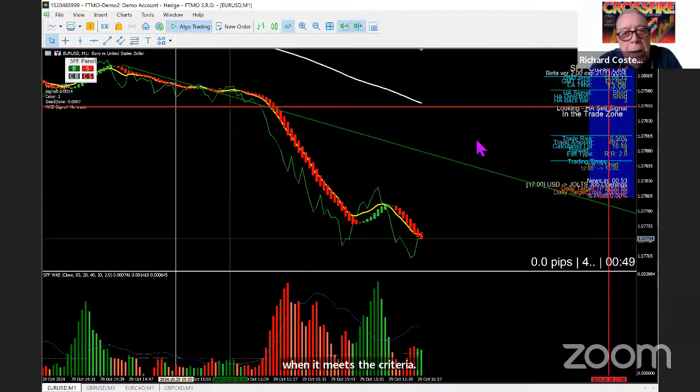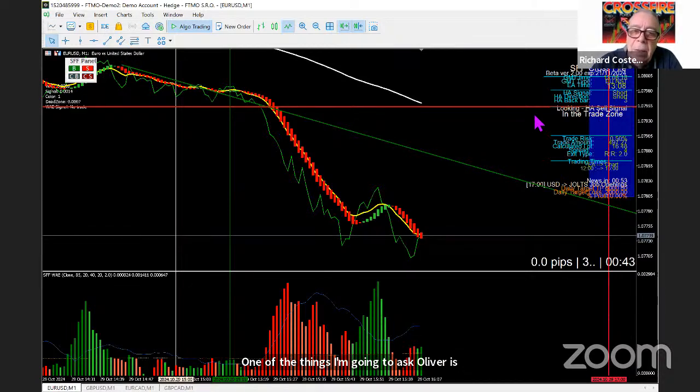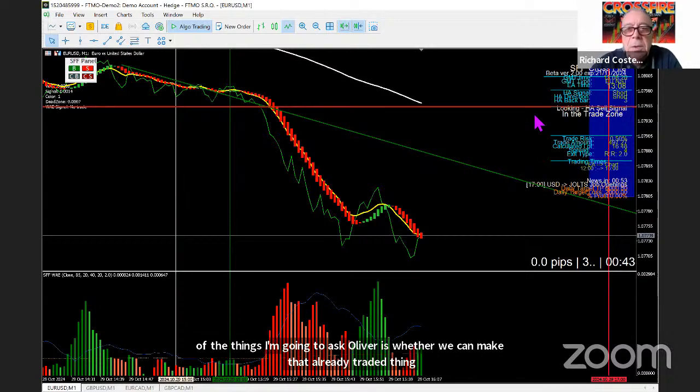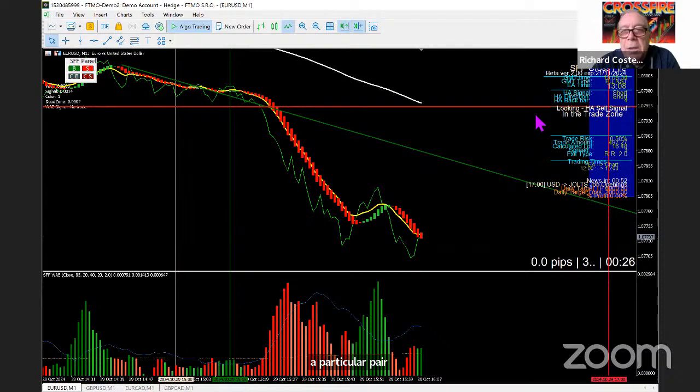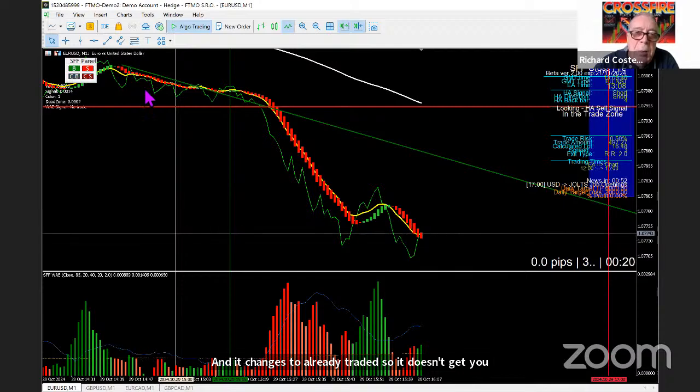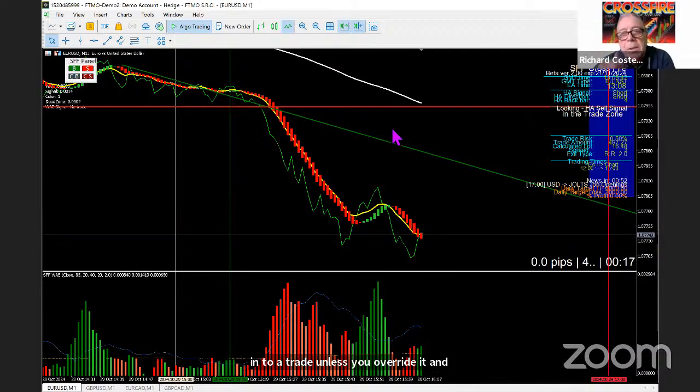One of the things I'm going to ask Oliver is whether we can make that already traded thing something that you can change, because there are occasions when you can take a successful trade on a particular pair and it changes to already traded, so it doesn't get you into a trade unless you override it and use this panel. But I think it'd be nice to be able to say, I want the trading assistant to get me into a second trade if the criteria are satisfied.